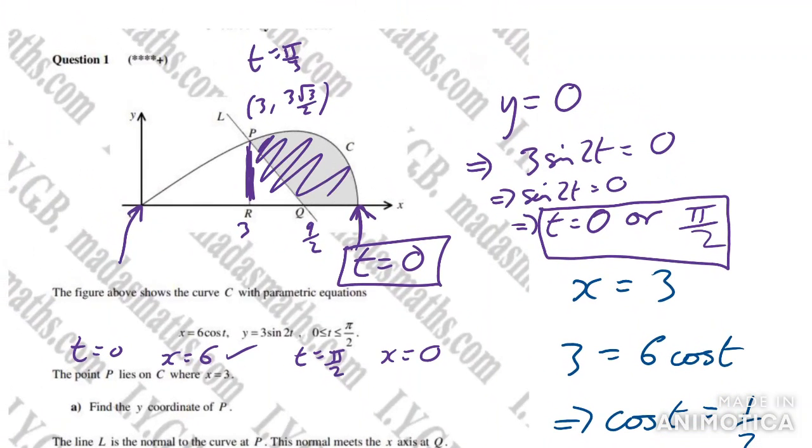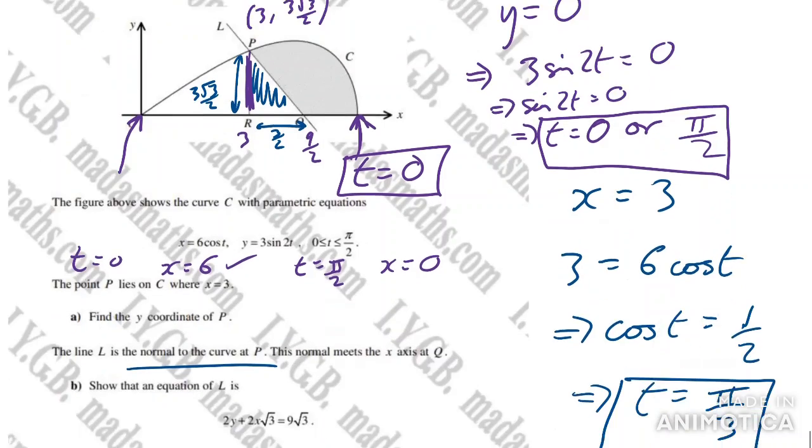And so what do we want to do to get the shaded region? Well, we need to subtract this little triangle, for which we've got the height, 3 root 3 over 2. We've got the width, which is, I believe, 3 over 2. And so it should be relatively easy to finish off the question.